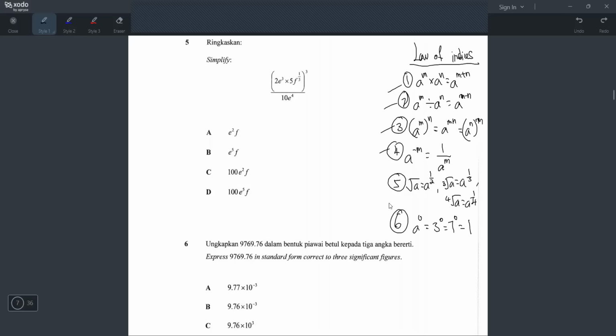I'm not sure if I left anything out, but I think I included all the main formulas already. So yeah, let's do this question now.